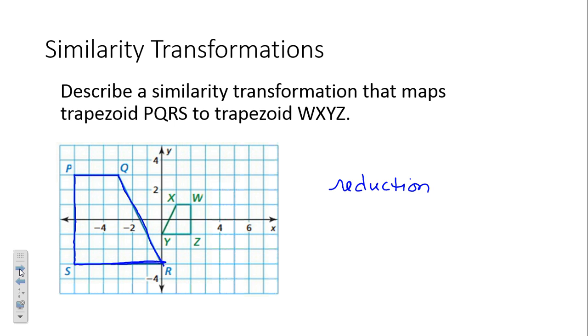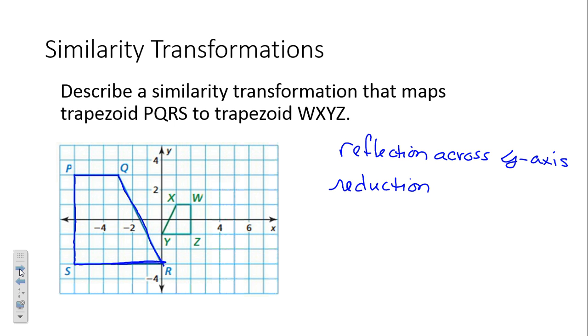Is everybody okay with reflection and not rotation? Across which axis? The y-axis. Very good. So we are reflecting across the y-axis, and then we're reducing. So that's what you will write. Reflection across y-axis and a reduction. But we have to say how much we're reducing.